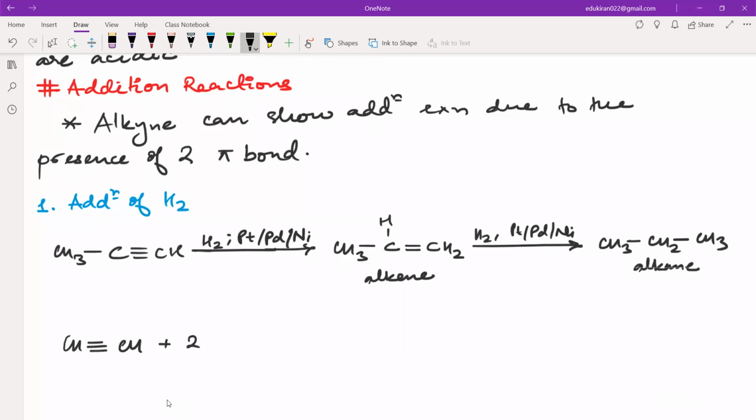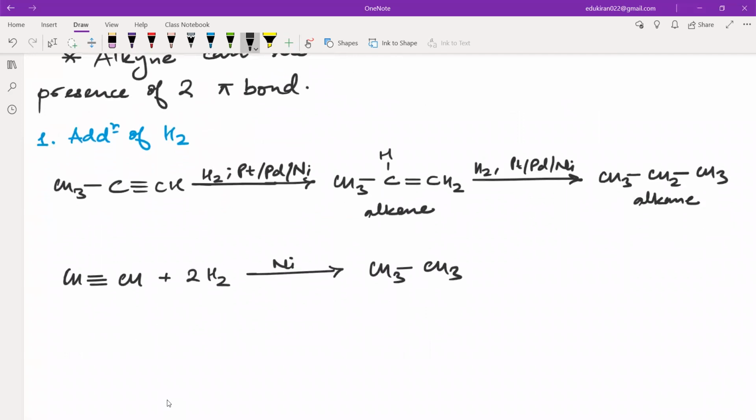And if you are given two moles of H2 in the presence of nickel, then you are going to just write CH3 and CH3. Two moles of hydrogen, two hydrogens on this carbon, two hydrogens on that carbon are going to add, and you are going to get alkane.